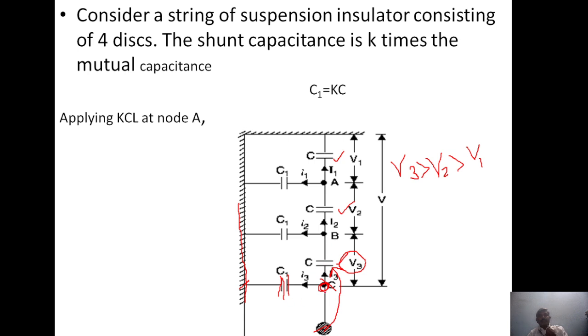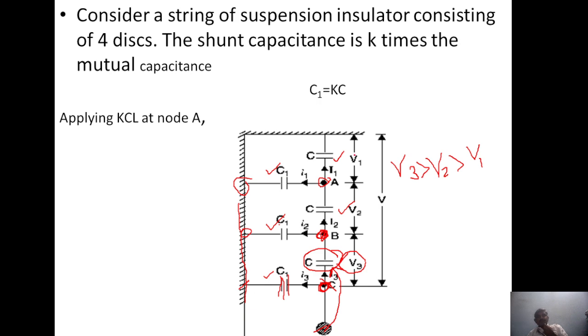Again, this is the second disk metal pin and this is the first disk metal pin. Between them you have an insulator, so that insulator forms another capacitor, called C. In the same way, between each metal pin and the tower you get capacitance C1. These are the capacitances between the metal pins of the string insulator and the tower. This is called shunt capacitance.